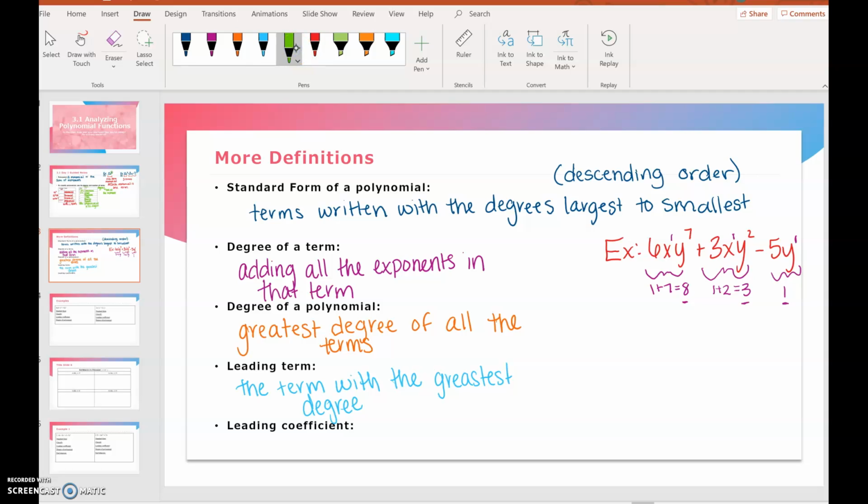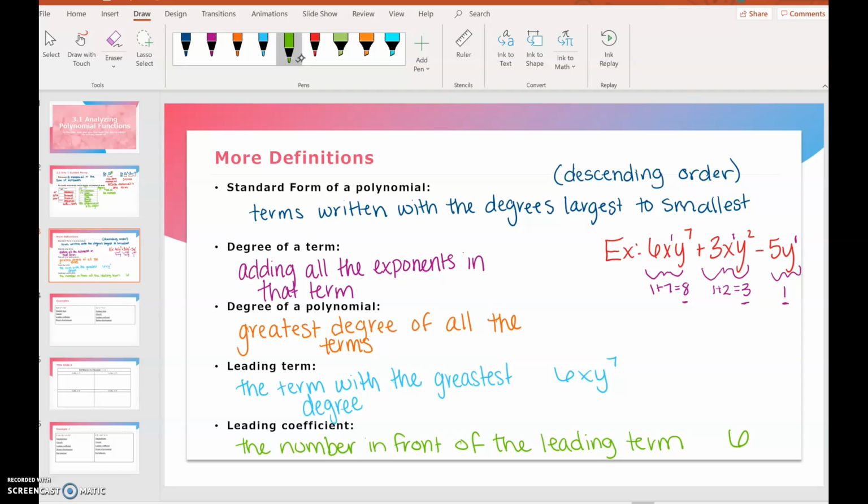And then the leading coefficient is going to be the last thing that we need to know in terms of definition, and that is going to be the number in front of the leading term. So in this case right here, the leading term would be 6xy to the 7th, and then the leading coefficient would be the 6, the number in front, which is 6.